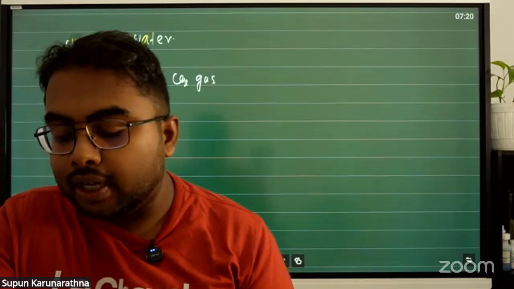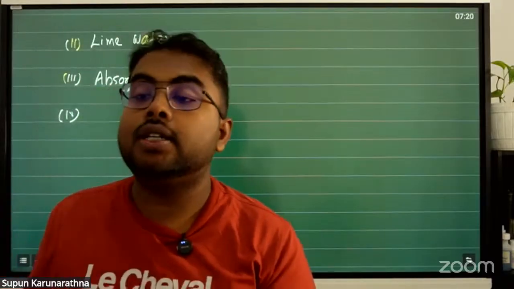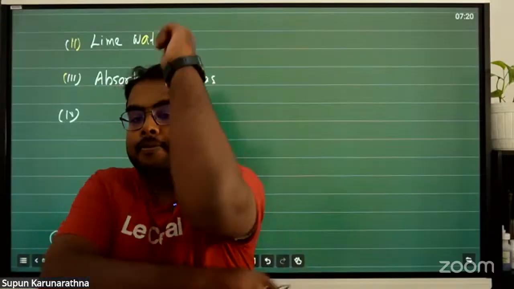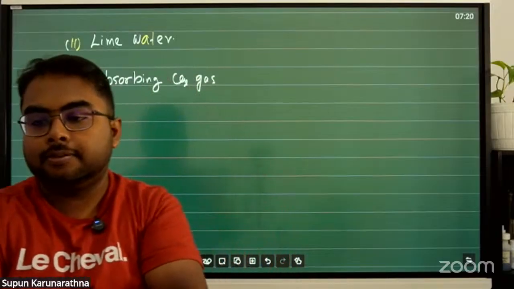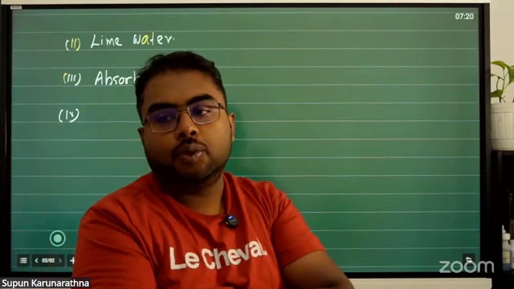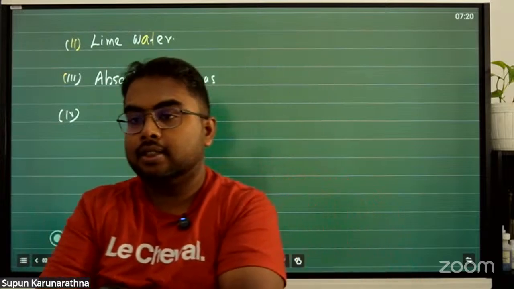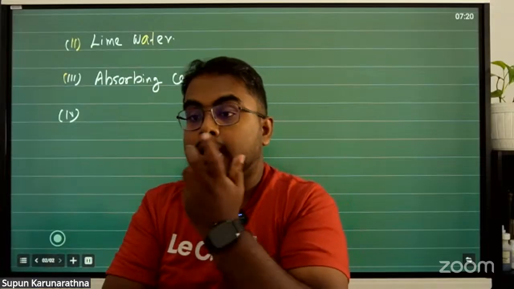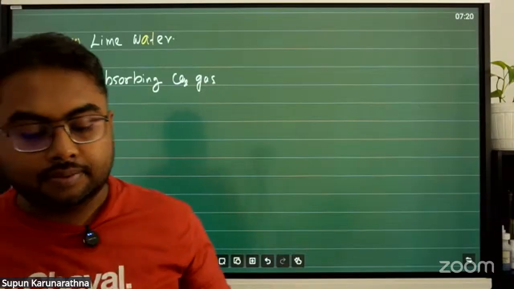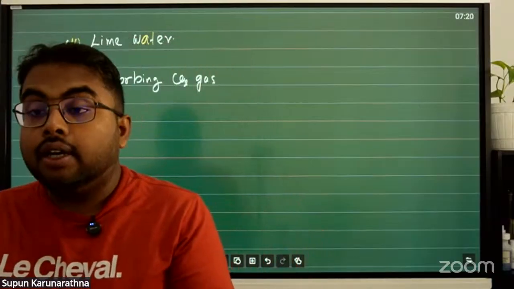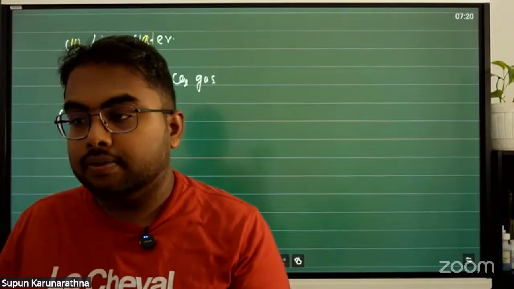Write the features that a respiratory surface should have for efficient gas exchange. What are they? There are some adaptations for efficient gas exchange. Thin respiratory surface, moist respiratory surface, highly vascularized. Likewise, many things are given. You can write anything else. Moisture, yes, we can take.